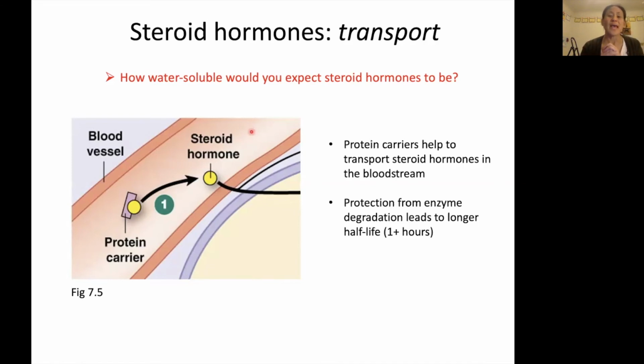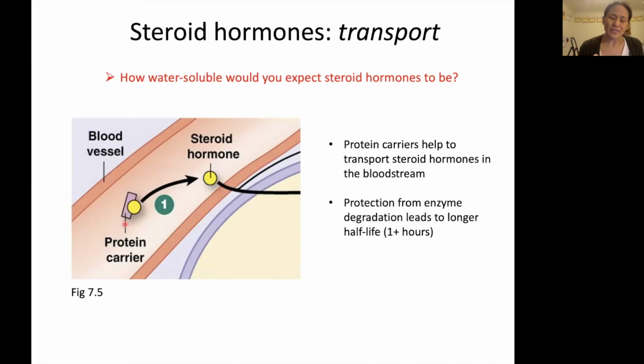Instead, they're going to need a companion molecule to help them be transported in the bloodstream. Okay, so that is what is illustrated here. We have our steroid hormone shown in yellow. It can't really hang out in the bloodstream by itself, so it is accompanied by this protein carrier molecule, okay?